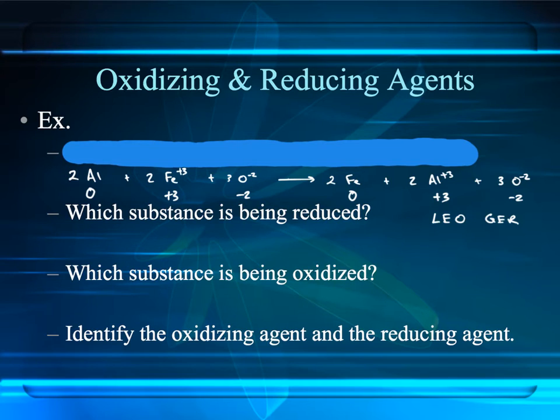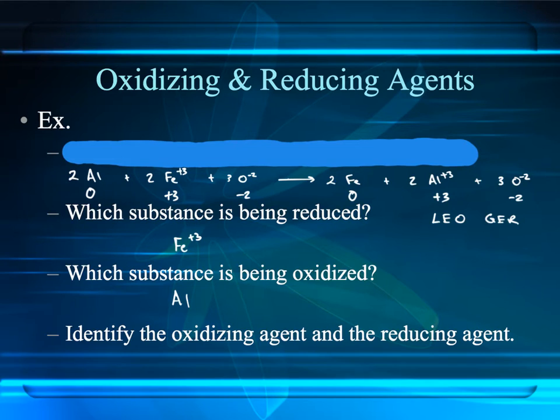Which one's being reduced? Which one's number went down? Well, iron went from +3 to 0. So the substance being reduced is the iron 3 ion. This guy right here is what's going to be reduced. Which one's being oxidized? The one whose number is going up. Aluminum went from 0 to +3, so the aluminum is the substance being oxidized. Really this isn't thermite because this would be the iron 2 ion, but that's not the point here. So the iron 3 ion is being reduced, going from +3 to 0, and the aluminum is going from 0 to +3.